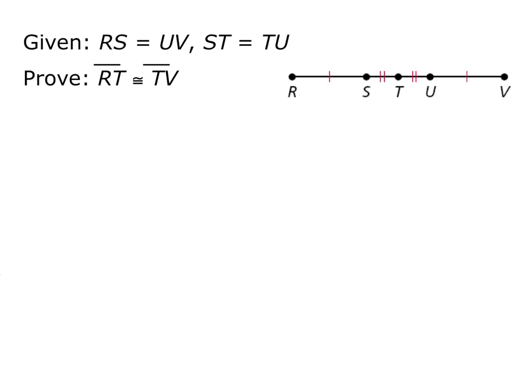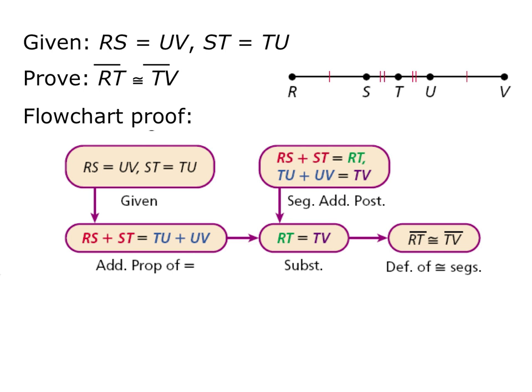Okay, this is what a flowchart proof looks like. It's more graphic. It has an oval, and right underneath it is the reason. Okay, and the arrows tell you what things connect the ideas. To think through this, start over here. The first oval has RS equals UV and ST equals TU, and it says that was given. So that's the given information to start us out. Now the arrow connects down saying, okay, that can lead us to this statement.